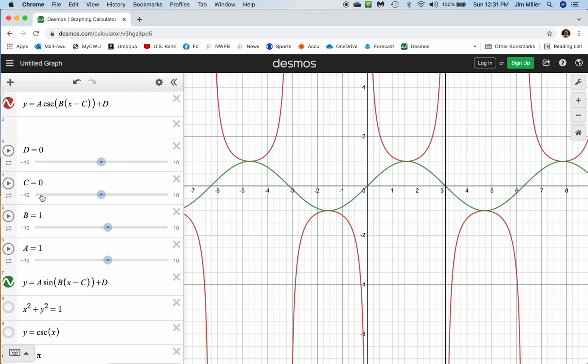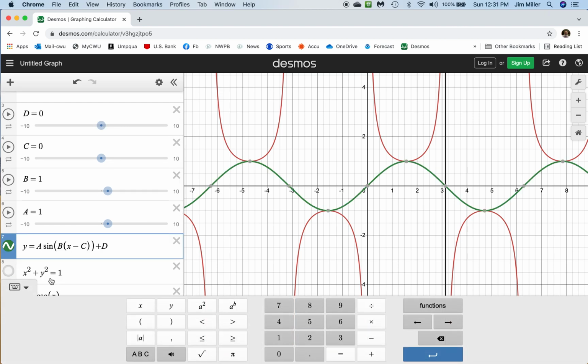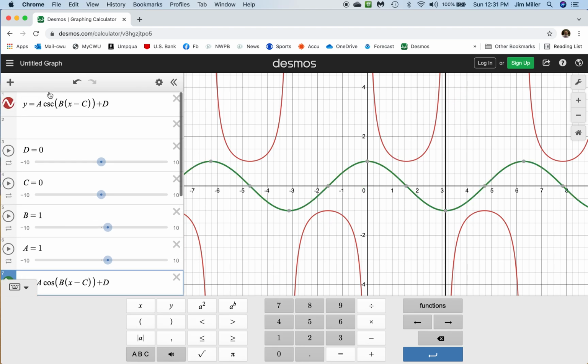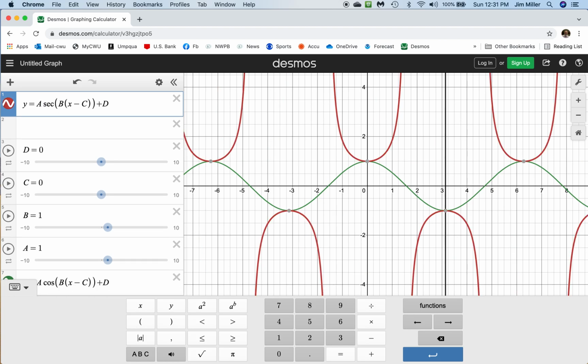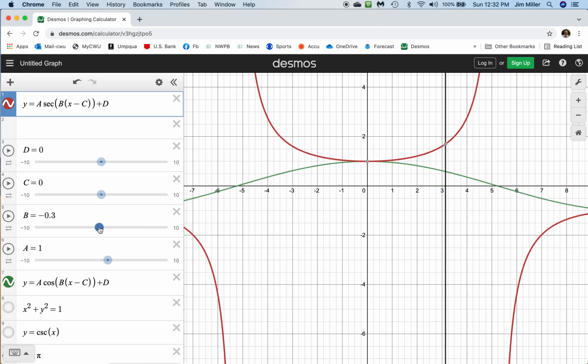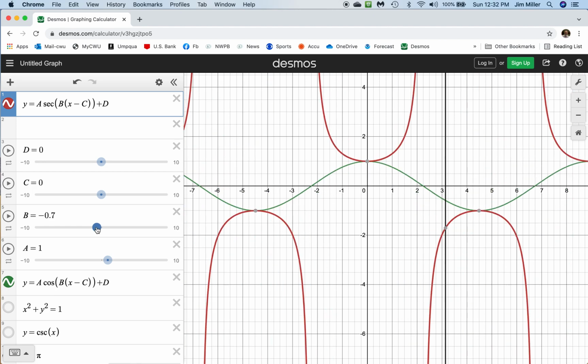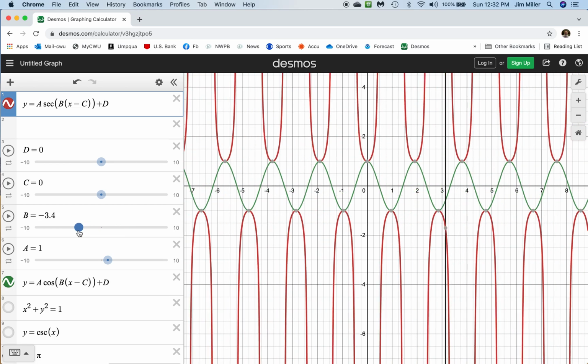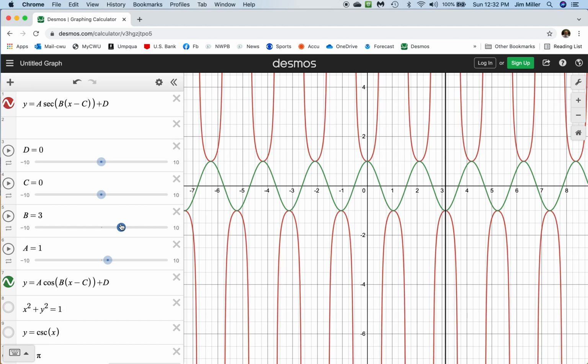Same things work for the cosine, so I'm just going to change this to cosine. And I'm going to change this to cosine's reciprocal, which is secant. And you can see how you got the same looking graph. It's just now the peak is here as opposed to here. And now if you flip it over the y-axis, it looks the same. That's because cosine doesn't care whether you're doing positive angles or negative angles. They look the same. Okay?